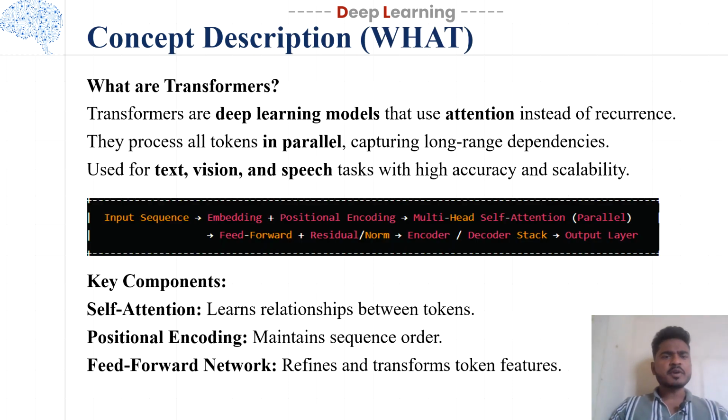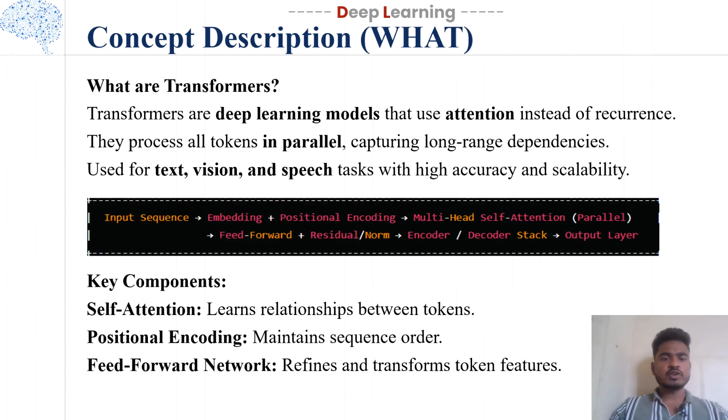Concept description of transformer architecture. What are transformers? Transformers are deep learning models that use attention instead of recurrence. They process all tokens in parallel, capturing long range dependencies. They are used for text, vision, and speech tasks with high accuracy and stability.